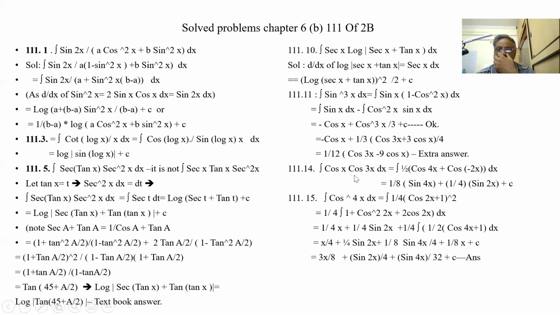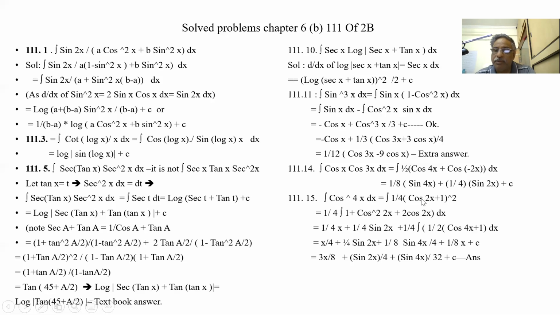Now cos to the power of 4 x dx. Cos to the power of 4 x can be written as cos square x whole square. Cos 2 theta is equal to 2 cos square theta minus 1, so cos square x is 1 plus cos 2x by 2. So I am taking cos square x whole square. Cos square x is 1 plus cos 2x by 2, whole square, so 1 by 4.